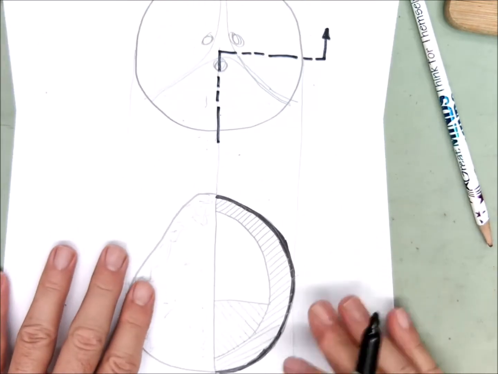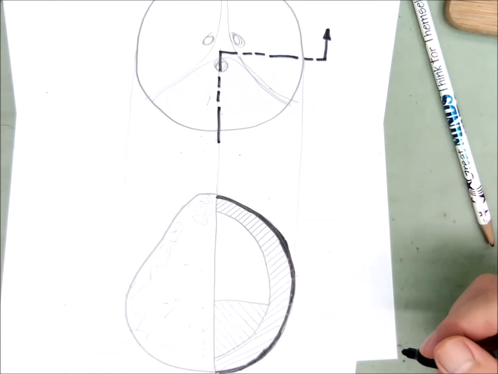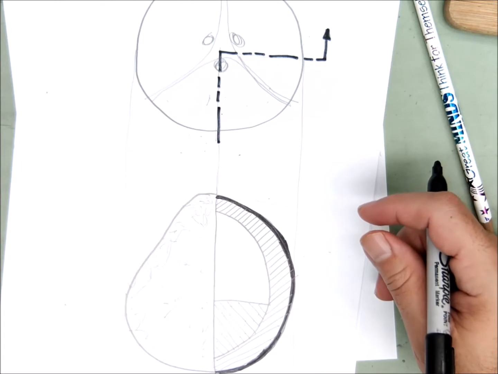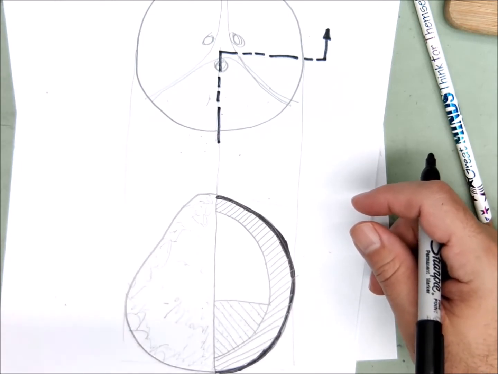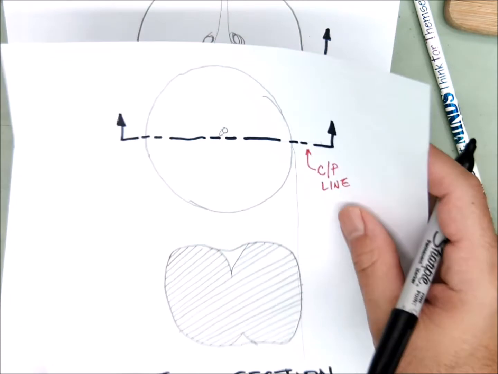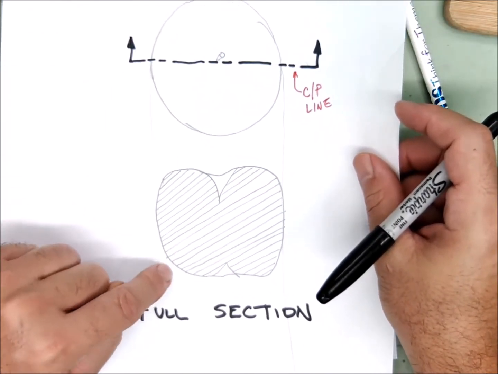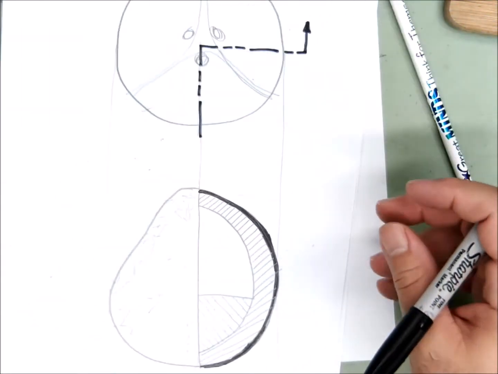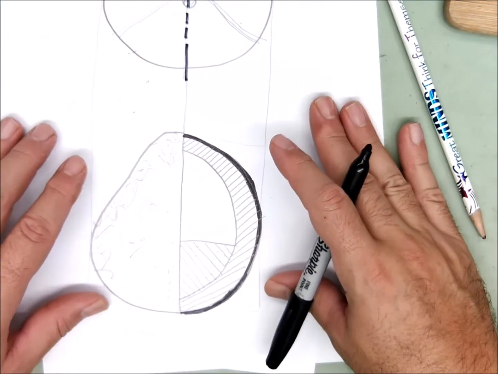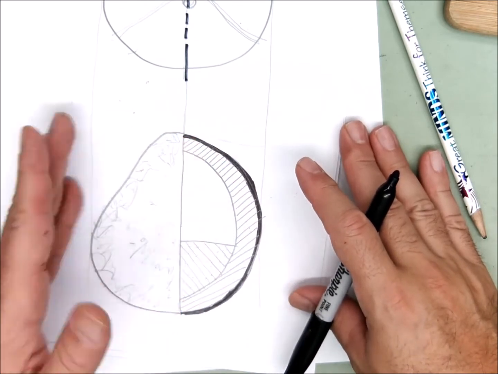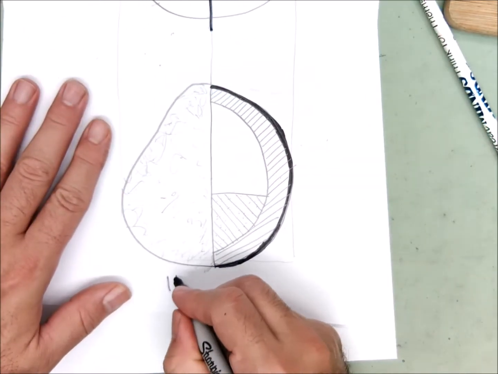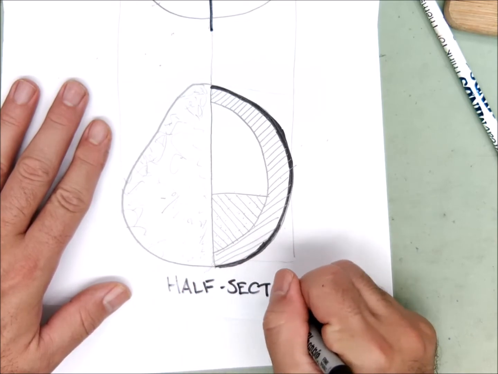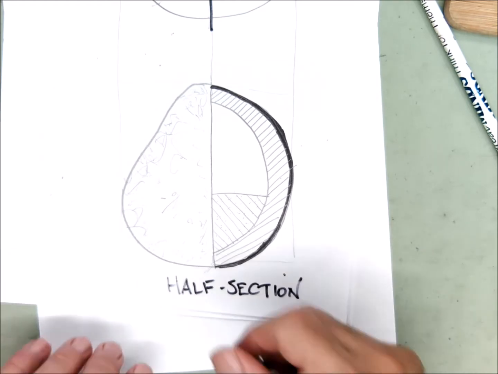Right? Did we cut the coconut completely in half? No, we didn't. We cut a quarter of it out. And that's the thing that's confusing, I think, for a lot of people. When you say I cut it in half, that doesn't make a half section, it makes a full section, right? Because this is fully sectioned. So when we only cut out a quarter, what's left over is a view that's half in section and half not. So this is the half section.